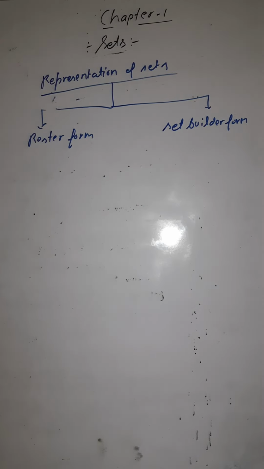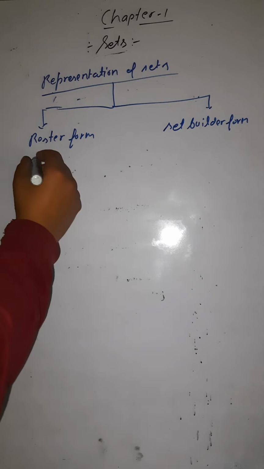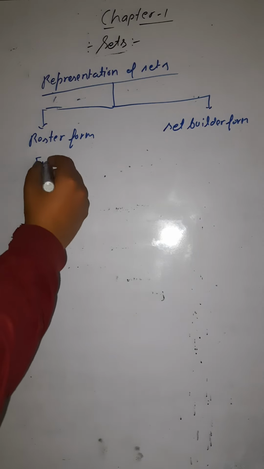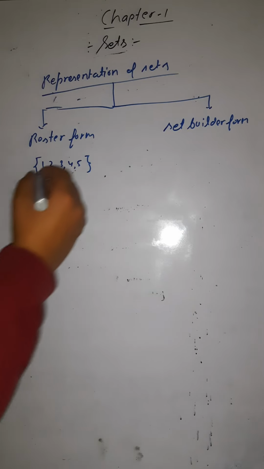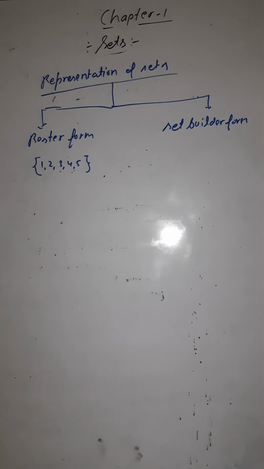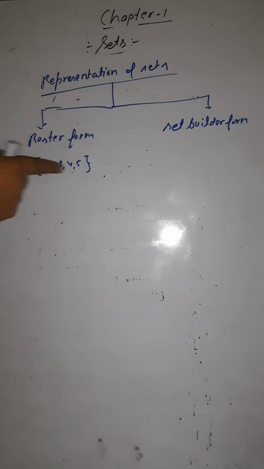So we have two ways to represent a set. First one is the roster form. Second one is the set builder form. Let's say I'm writing a set here. Let's say it is the set of some natural numbers 1, 2, 3, 4, 5. All these are natural numbers. So it's a set, 1, 2, 3, 4, 5. This is the roster form.